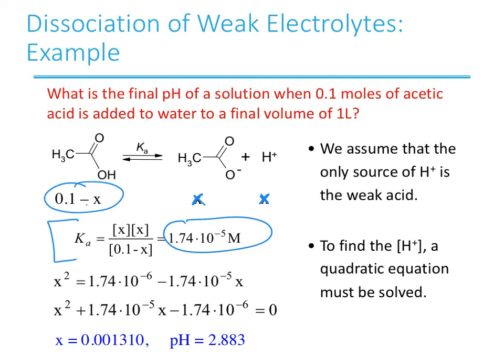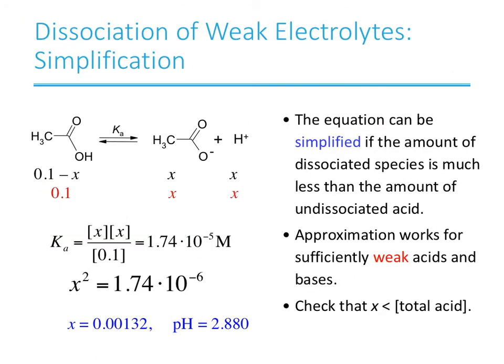And then you can put that in the quadratic equation form and solve for the quadratic equation. And when you do that, you get x is equal to 0.001310 moles. And we mentioned it's a final volume of 1 liter. So for the concentration, moles divided by liters would just be this number divided by 1, which is just that number. And then you take the negative log of that, because that would be the hydronium ion concentration, to get to pH. Now, I'm not going to make you use the quadratic equation because we can use an easy simplification.